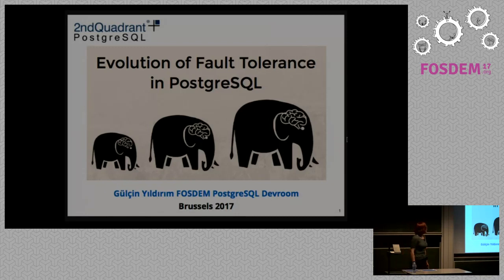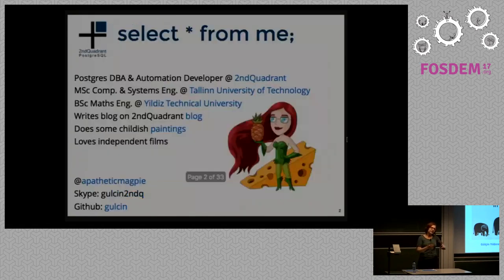Yes. Okay, thank you. And as Christoph mentioned, I will talk about the evolution of fault tolerance in PostgreSQL. I want to picture how we evolved in terms of dependability and fault tolerance by describing the features and mechanisms that are supporting and closely, tightly connected with fault tolerance.